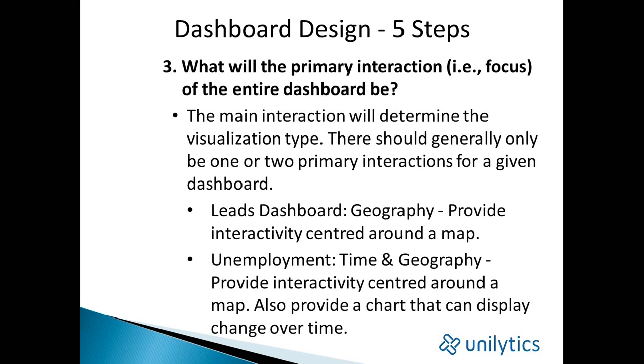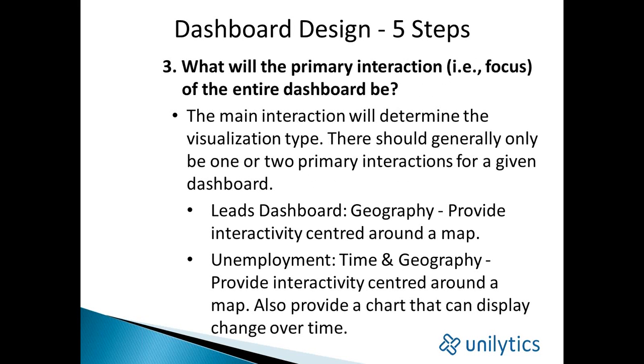For the third one, what will be the primary interaction of the entire dashboard? This main interaction really will determine what kind of visualization you plan to use. And there should really only be one or two primary types of interaction per dashboard. For the leads one, it's geography. That's sort of an obvious one as we're dealing with a map, and that provides the interaction around that map. For the unemployment one, it could be both time and geography, providing some interactivity centered around a map. And they also provide a chart that can display change over time, such as that horizon graph.